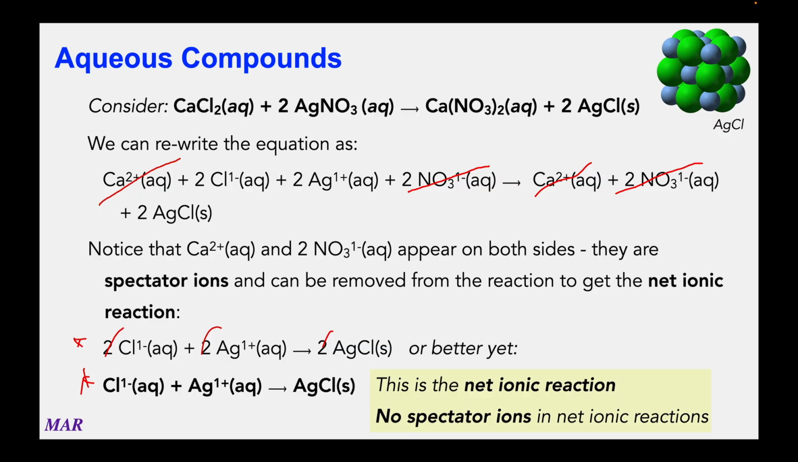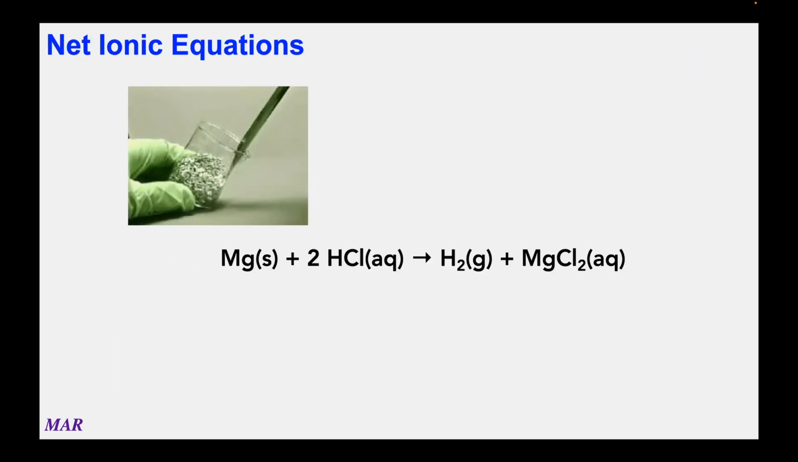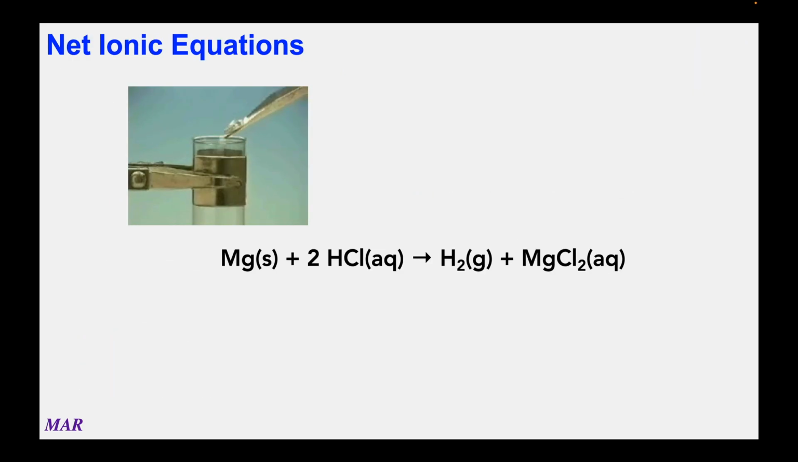So net ionic reactions do not include spectator ions. When we put magnesium metal into aqueous hydrochloric acid, the two react. Aqueous magnesium chloride is formed along with gaseous hydrogen.